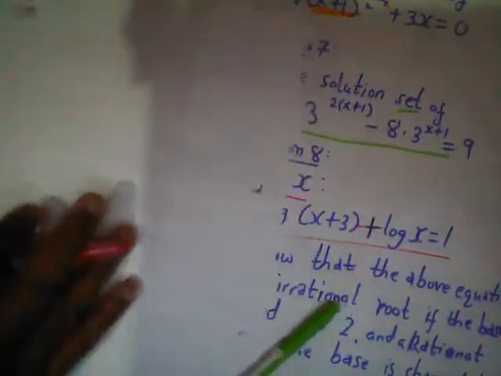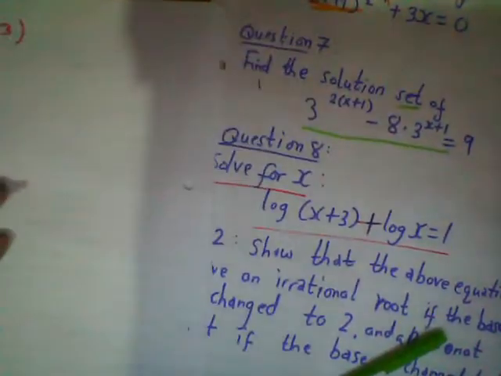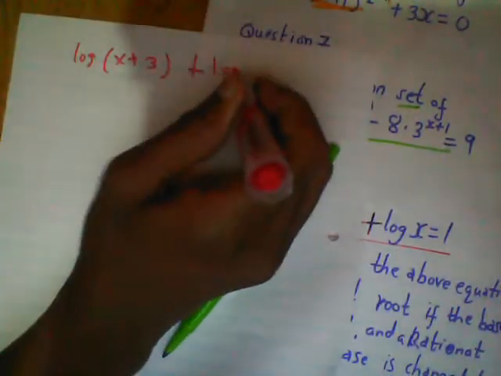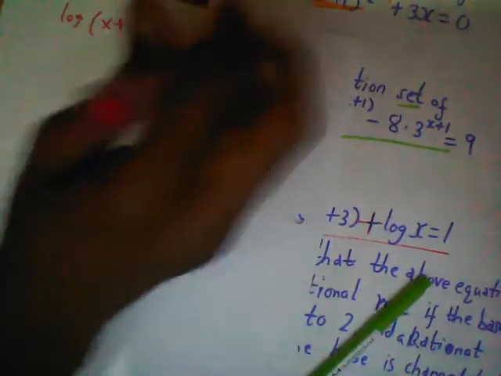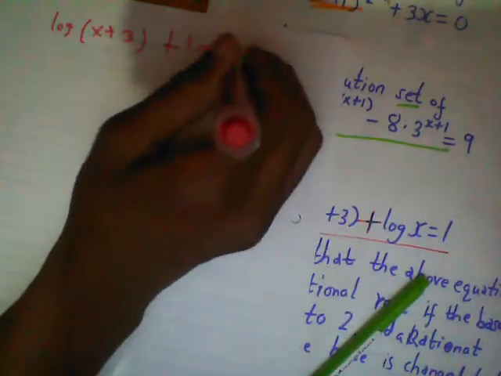So the question says log. I hope everybody can see log. So log, and then x plus 3. That's the first log, and then plus log x, equal to 1.